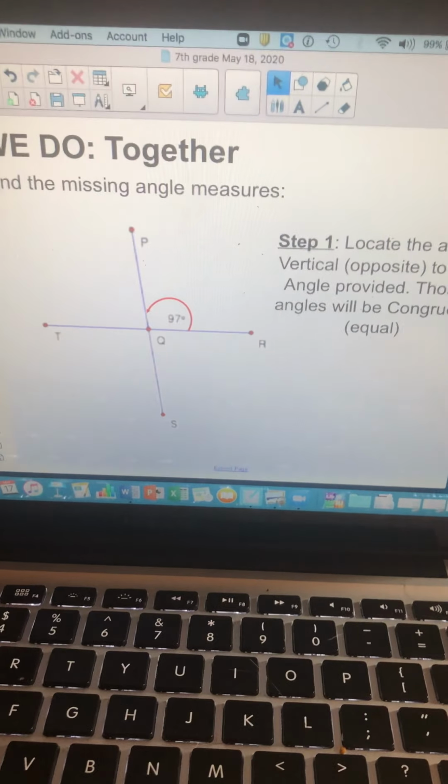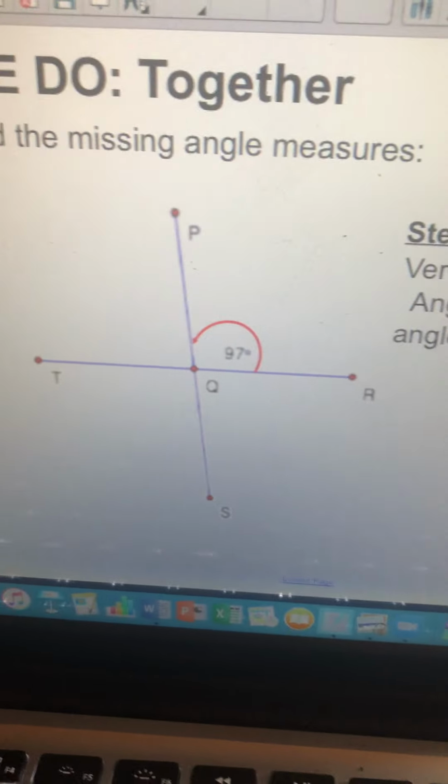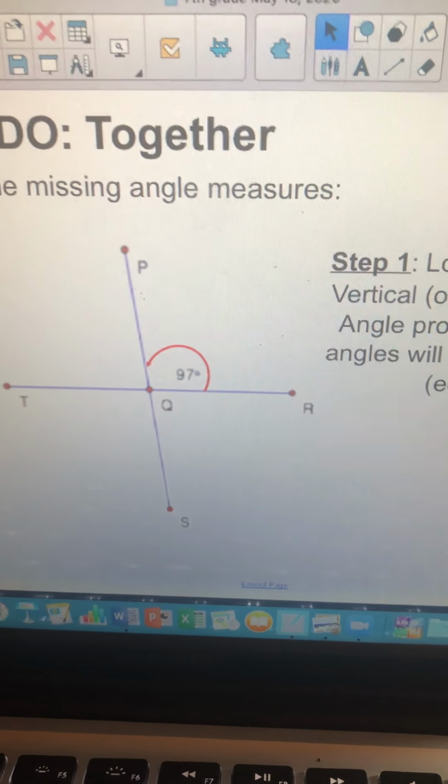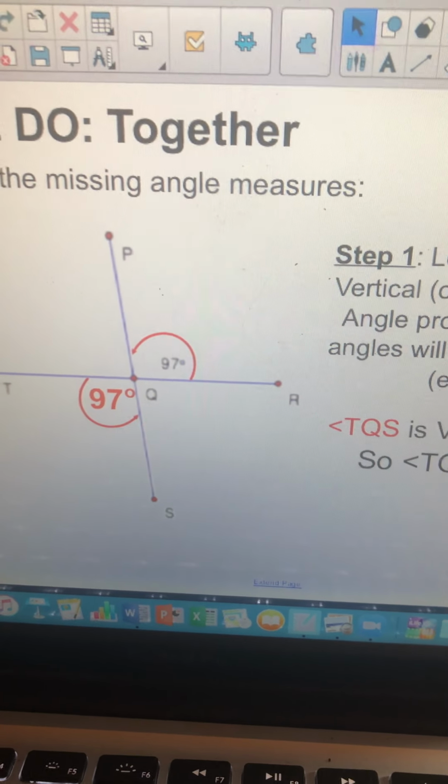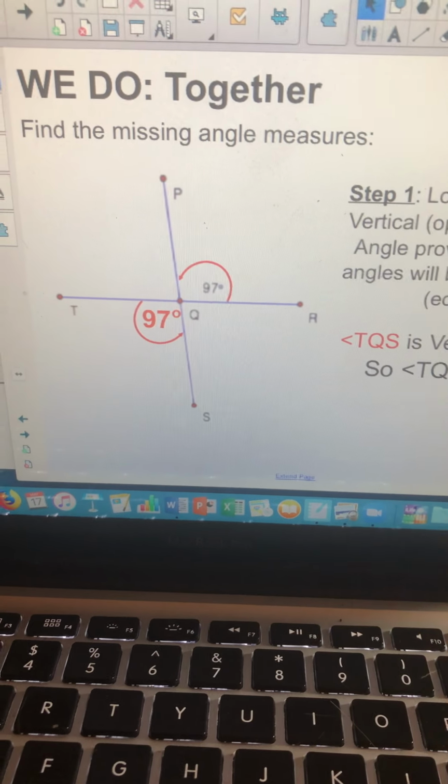And then here's another example, right? So they're going to give you 97. You should be able to know automatically which angle is also 97 degrees. That's going to be the angle that's opposite it. So that angle would be TQS.